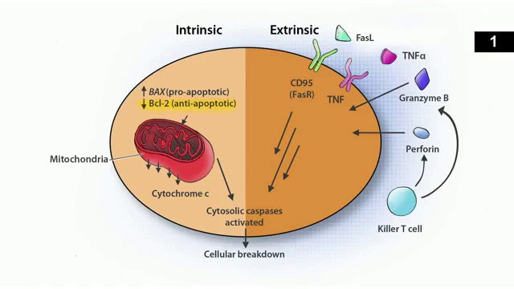BCL2 is a family of proteins that closely regulate the permeability of the mitochondrial membrane. Now, mostly they act as anti-apoptotic proteins.